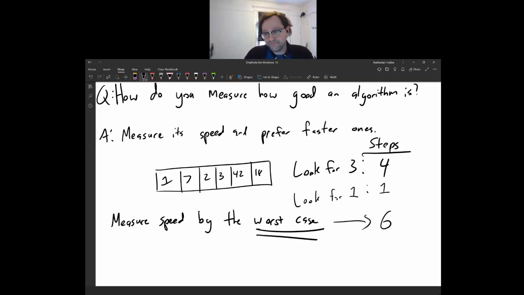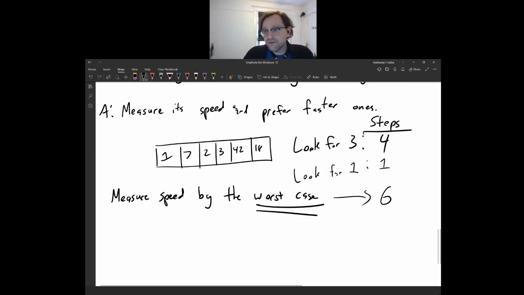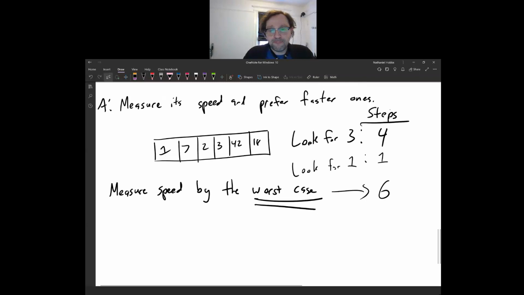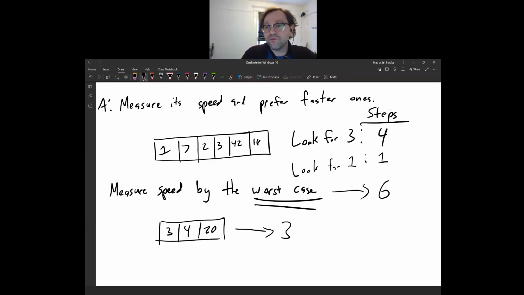Now, a similar thing would be, what if I just had 3 elements? I don't know, 20. Then if I measured the same algorithm, I would get a different number, right? First of all, you recognize this problem? I'll take that as a yes.